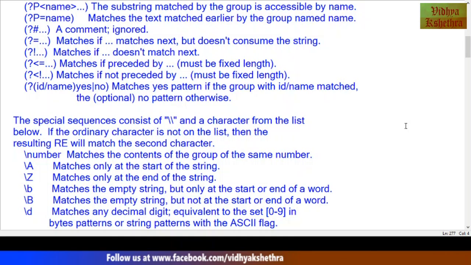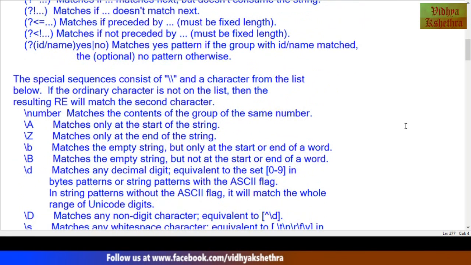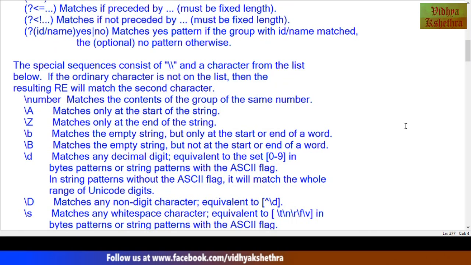Backslash A matches only at the start of the string. Backslash Z matches only at the end of the string. Backslash small b matches the empty string but only at the start or end of a word. Backslash capital B is the complement of backslash small b. It matches the empty string but not at the start or end of a word.